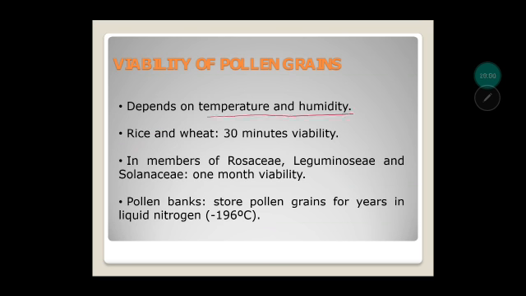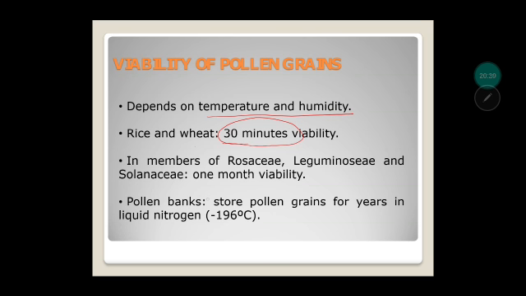Like in rice and wheat, after 30 minutes the pollen grain will lose its viability. Like there is a word, validity, that validity has expired now. Suppose your mobile, you have to recharge. Validity is expired means again you have to recharge your mobile. The same thing applies to pollen grains. If within 30 minutes it is used for sexual reproduction, it is fine. Otherwise, when new pollen grains are formed, they can take part in sexual reproduction.